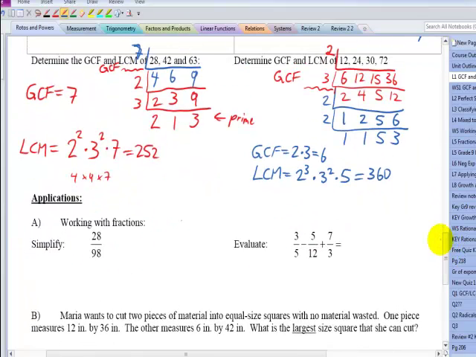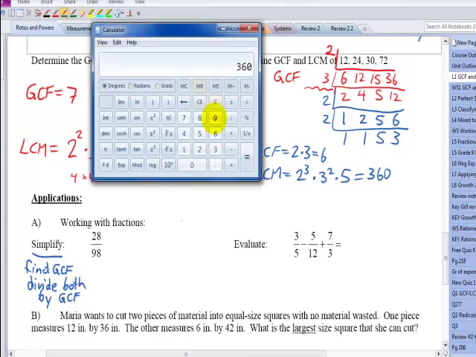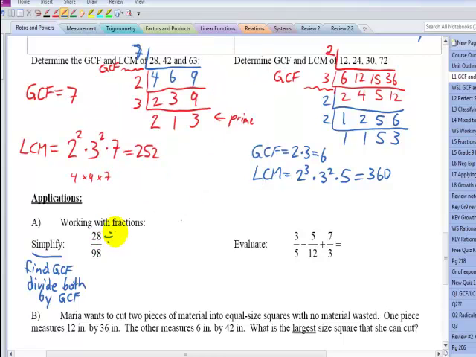Applications. So you're working with fractions. When it says simplify, what you want to do is find your GCF and divide both by the GCF. I think it's 14. What's 98 divided by 14? 7. Good. So the GCF, if you found it, was 14. So what we're doing is dividing both by 14. This is 2 and that's 7. So when you're reducing fractions, you're dividing by your GCF.